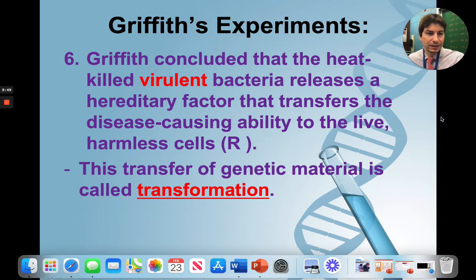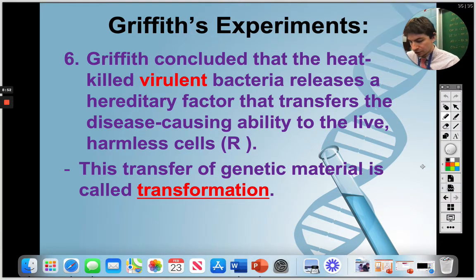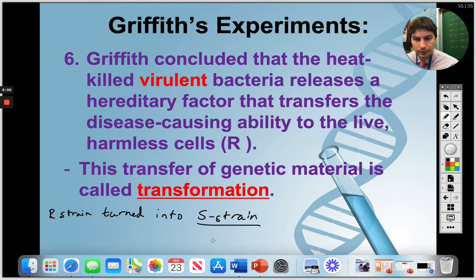So let me write that down for us. So the R strain turned into S strain. All right, which produced the mouse to be dead. All right.